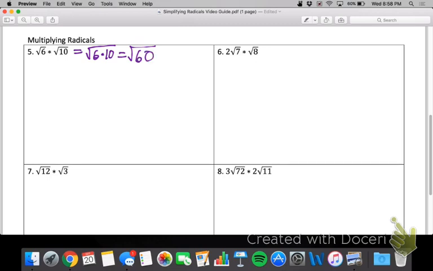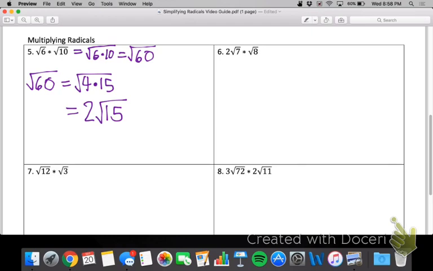And now I have this larger number, 60, and I want to break 60 down into a simplified radical. So I need to think of numbers that multiply to make 60 and also are on my perfect squares list. I know 60 is 10 times 6, but neither 10 nor 6 is one of my perfect squares. I believe the only number on there that I can divide 60 by is 4. So 4 times 15 makes 60. And I can then take the square root of 4, and I get 2 square root 15.